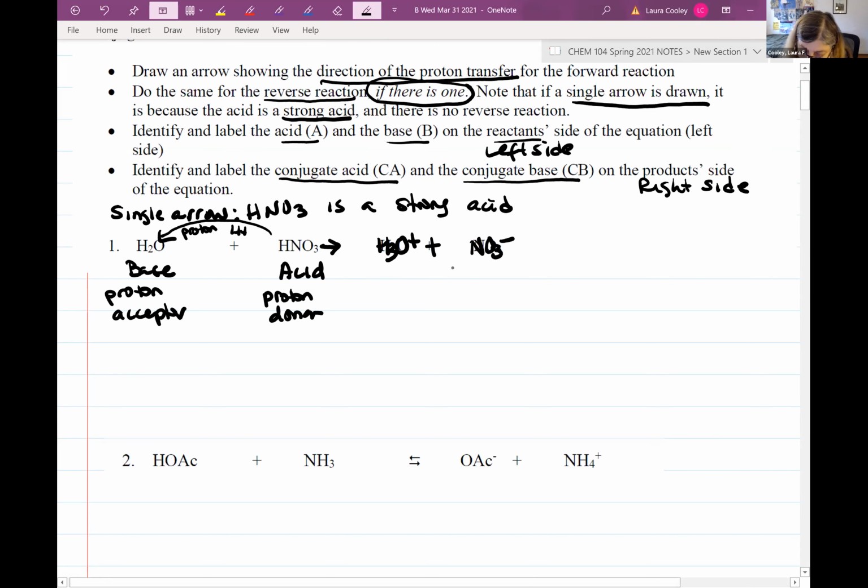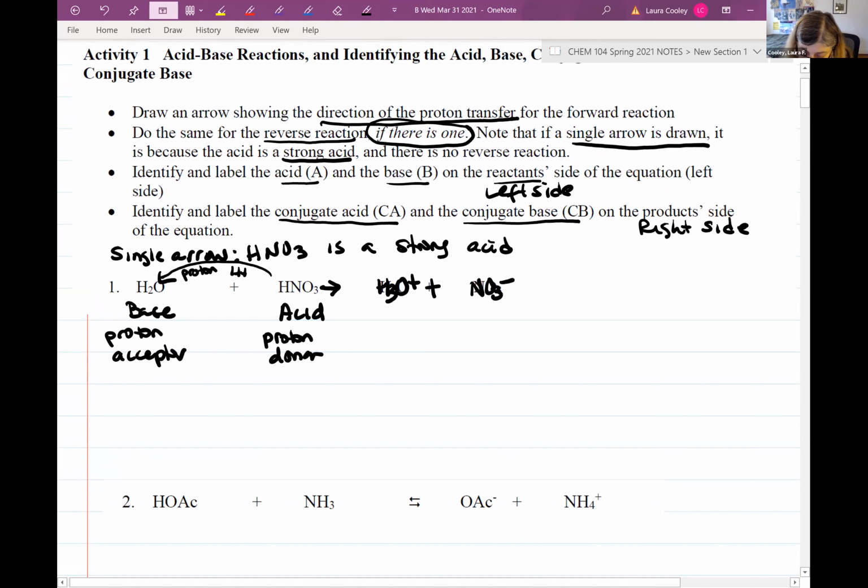So it says, do the same for the reverse reaction if there is one. Now, in this case, is there any reverse reaction? The reverse reaction would be, if it happens, that a proton would get donated that way. So does anybody know the answer to that question? Is there any reverse reaction? Well, take a look at the arrow. It's a single arrow. So no, that's right. There is no reverse reaction.